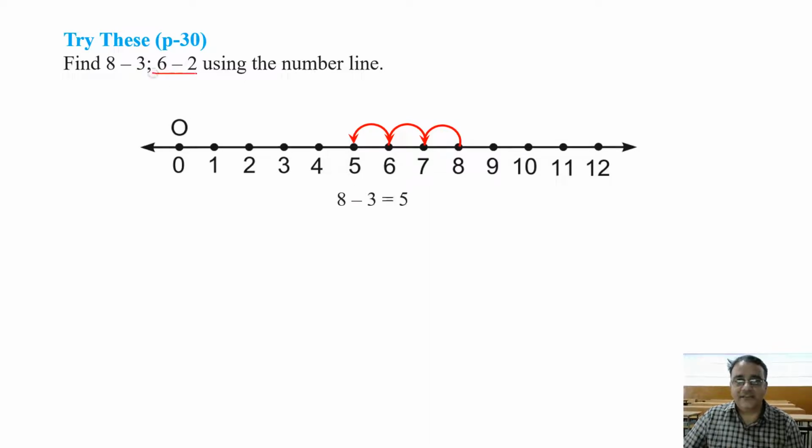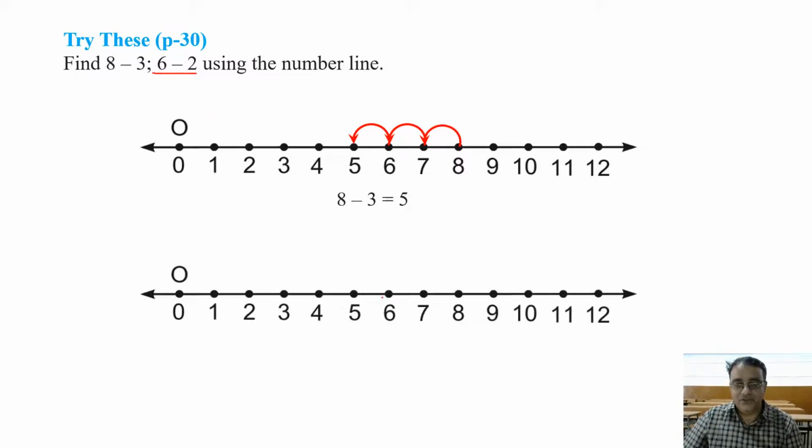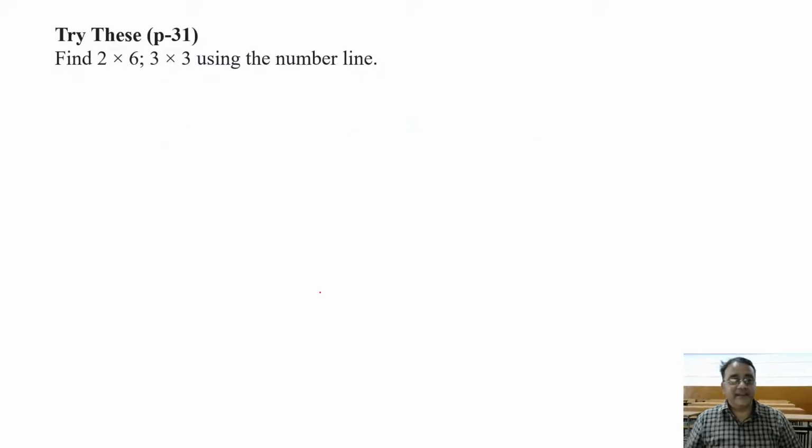Now the next one is 6 minus 2. We are subtracting 2 from 6, so from 6 we will jump 2 to the left. Here is 6. 1, 2. So we reach 4. So 6 minus 2 is equal to 4. Right? Now we will see examples of multiplication.